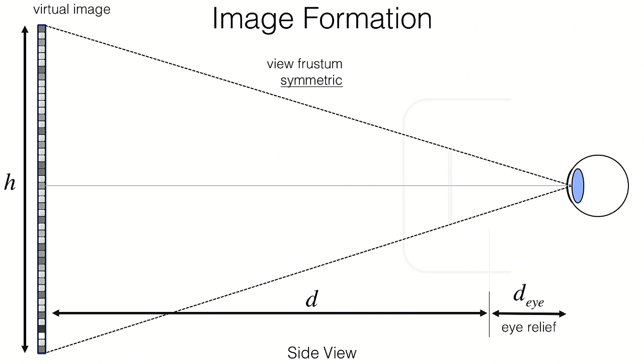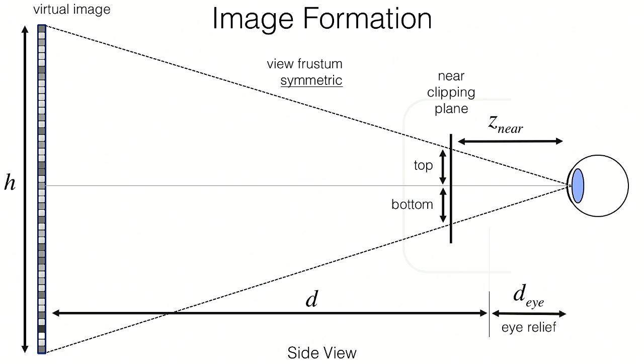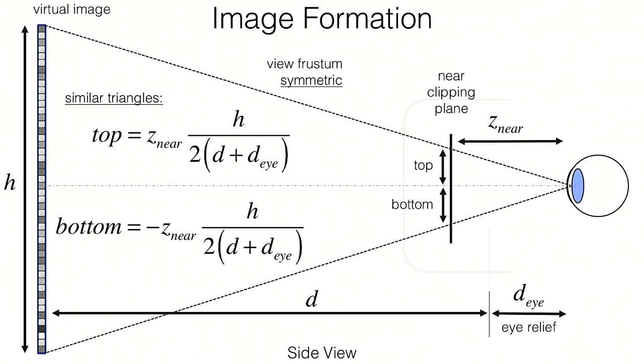So from the side view anyway, we have the eye being placed at the center of the display, and it'll see the same number of pixels above and below its center. So it's actually quite easy to define the top and bottom coordinates of our viewing frustum. We can define a near clipping plane essentially wherever we choose. This is defined by the z near distance here. And we're looking for these top and bottom coordinates to define our viewing frustum.